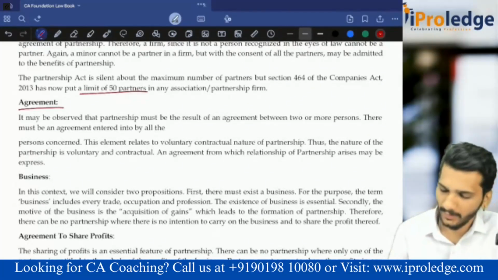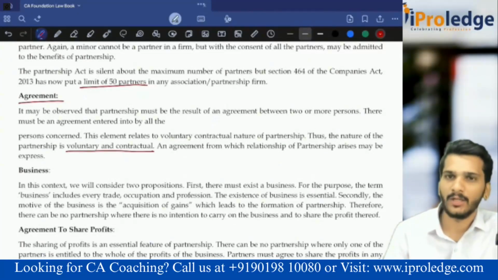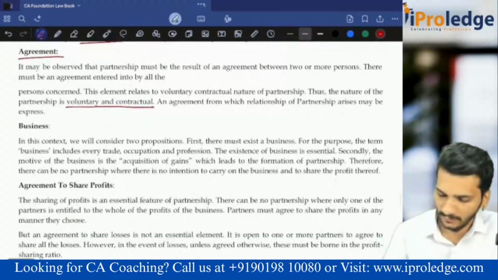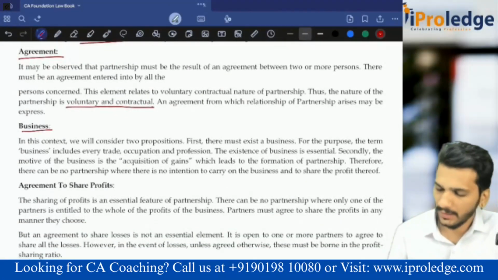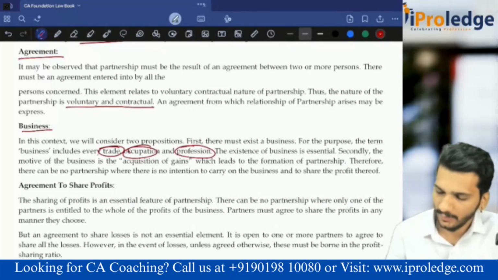And there should be an agreement, and the agreement should be a voluntary, contractual agreement. It is not a forceful agreement. It is not coercion. It is not undue influence. And it is for the purpose of business. What is for the purpose of business? Business includes every trade, every occupation, every profession, etc.